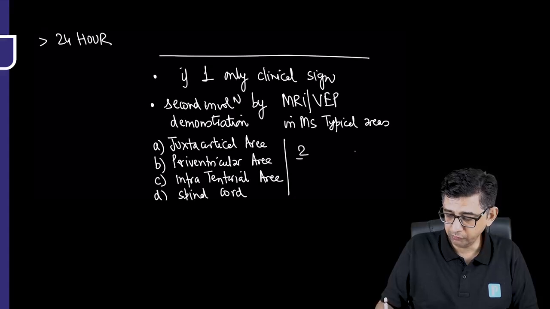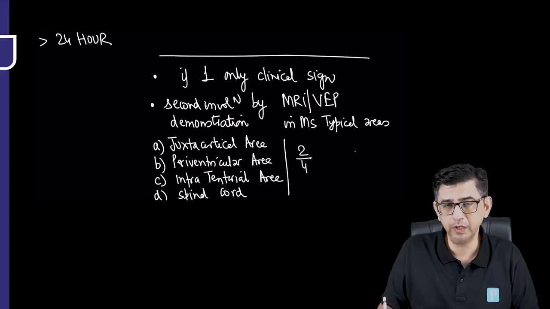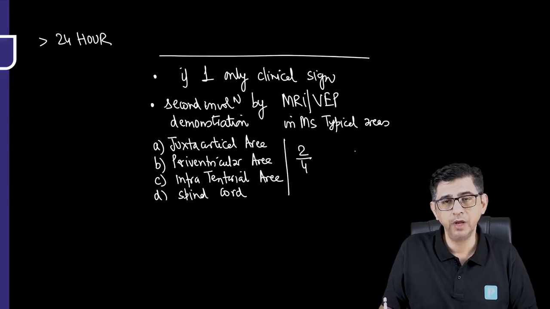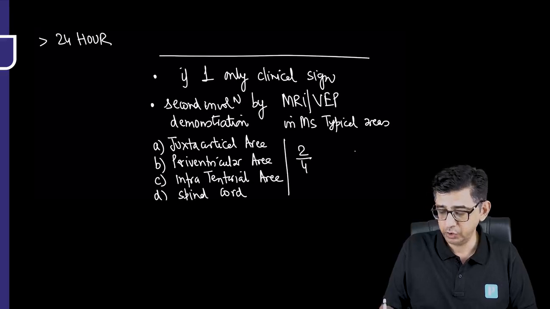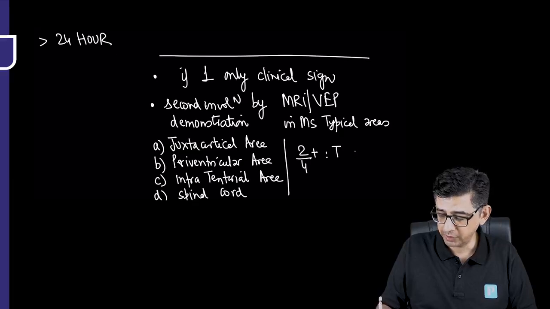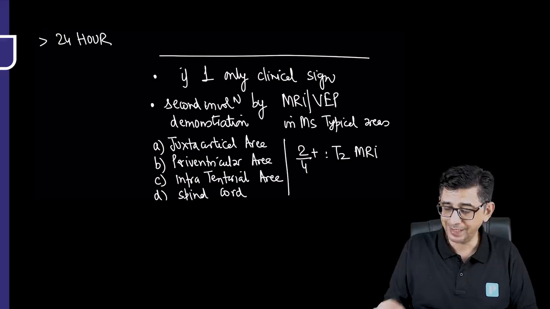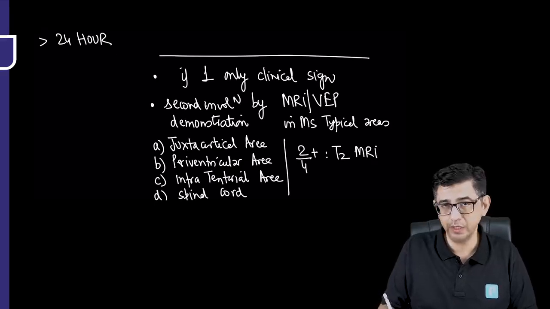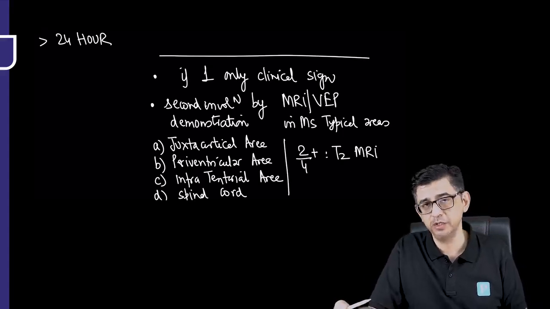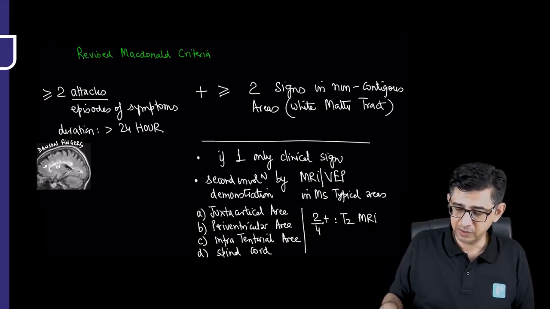Out of these four white matter areas that are described, the names are juxtacortical, junction of gray matter and white matter; periventricular, the Dawson finger area that I showed you; then infratentorial, cerebellum; and spinal cord involvement. Then at least two out of these four areas should be involved and should be demonstrated in T2 weighted images on an MRI. That would be the second important thing. Two out of these four areas getting involved would be a second involvement demonstration by special studies for these patients. So let's just revise this particular slide.